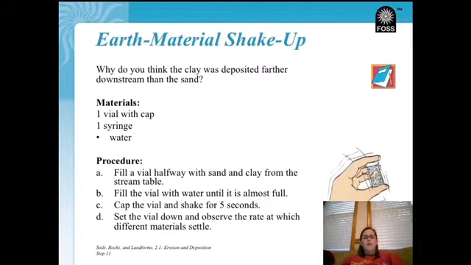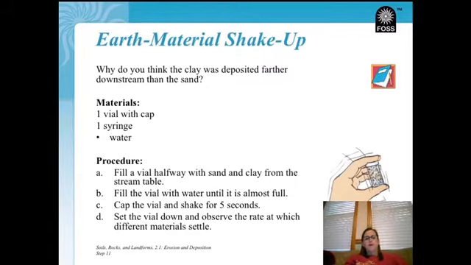So why do you think the clay was deposited farther downstream than the sand? In order to determine that, we're going to do this earth material shakeup. So I'll have a vial with a cap, a syringe, and water.